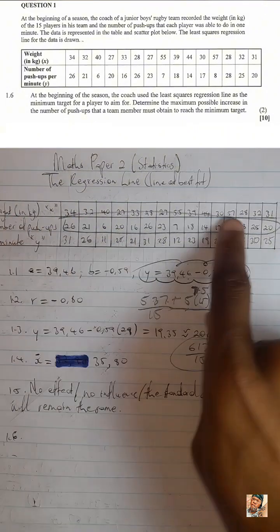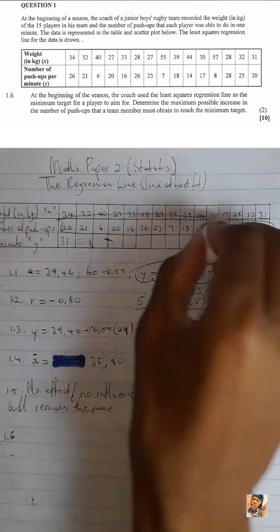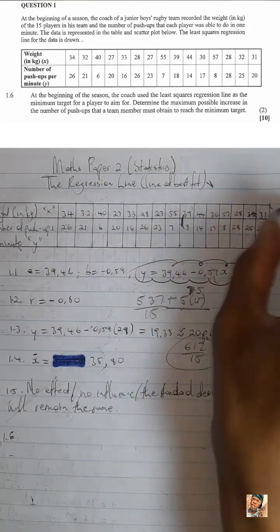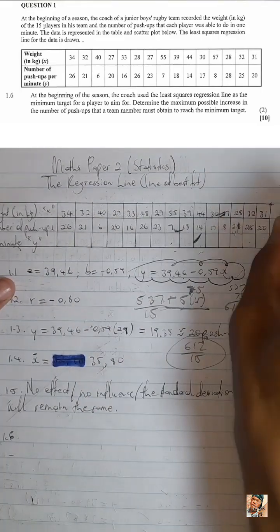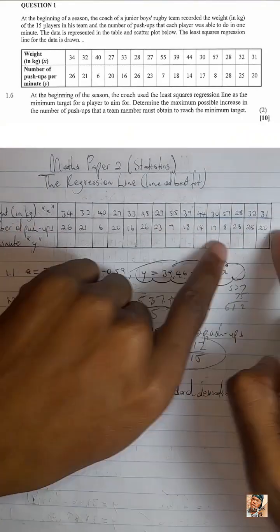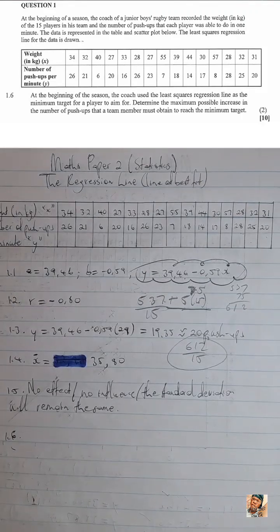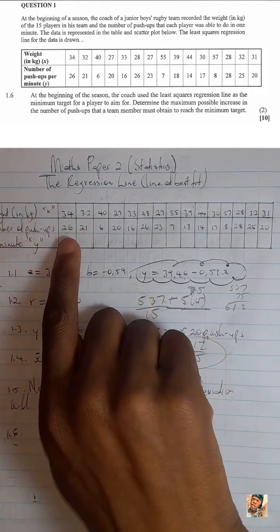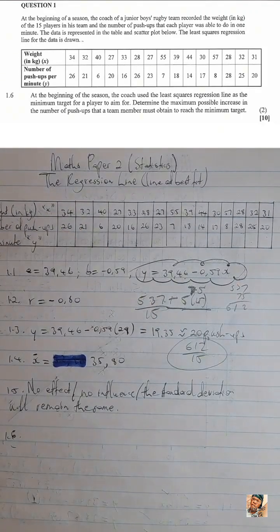So for each of these team members, forget about the fact that they have now added 5 more push-ups, that is, if they add 5 more push-ups. Okay, right? Remember that each player originally was able to do this number of push-ups. So how many push-ups is each player going to increase by to be able to reach the minimum? First of all, what is the minimum for each player? That is what we have to calculate.